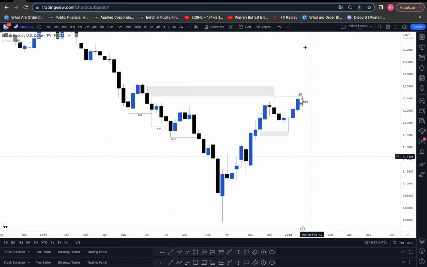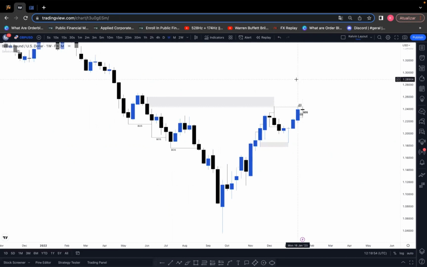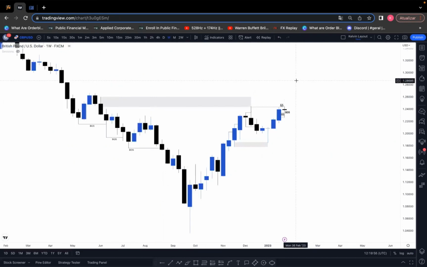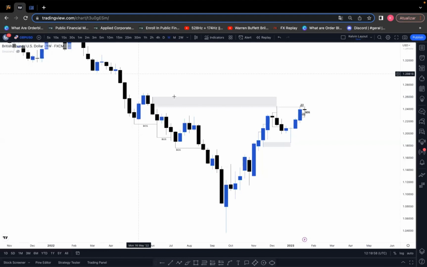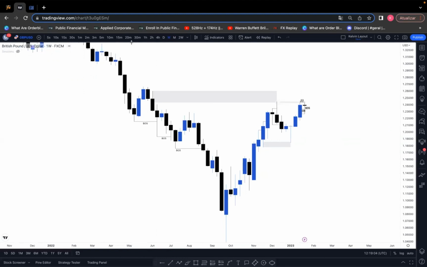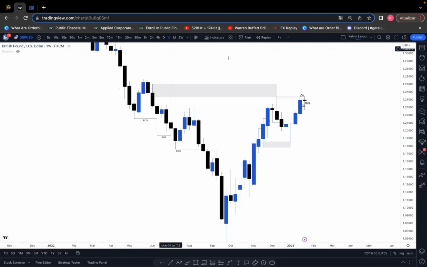Let's move to another page. Now, GU is quite interesting, what's going on in GU, because from the previous videos, we had this POI sitting above right here, which is the weekly point of interest. And price just tapped that, and we had this very significant pullback, right? Which was a very good reaction, pretty much showing that this supply zone is quite significant.